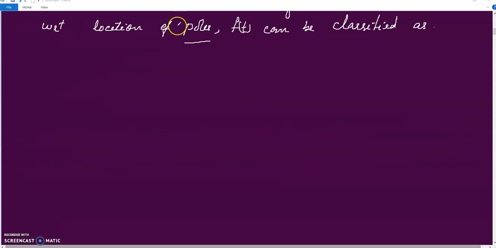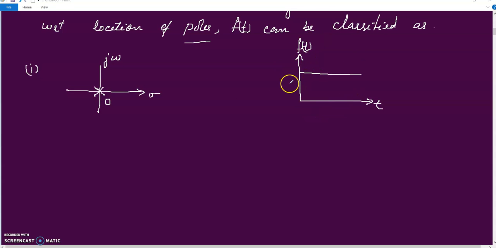With respect to the location of poles, f(t) can be classified as follows. Case 1, when the pole is at the origin. This is the S-plane, sigma j omega. That is, the pole is at 0. The f(t) will be a steady state response. That is, f(t) will be u(t). That is a steady state response.